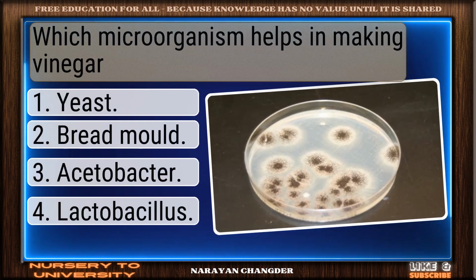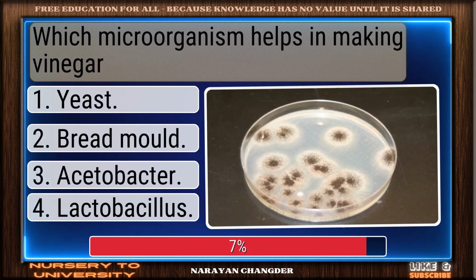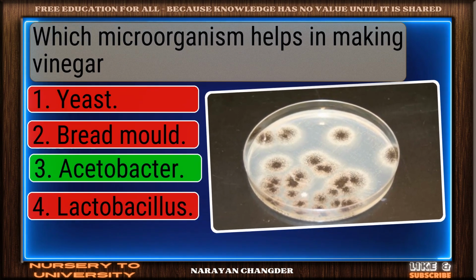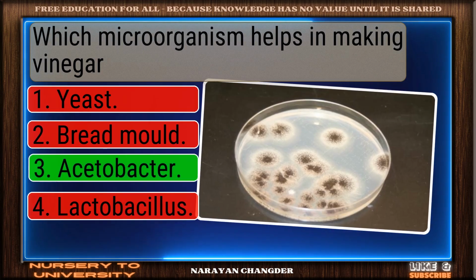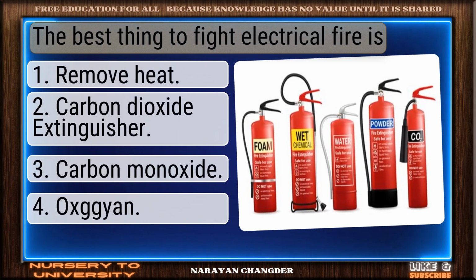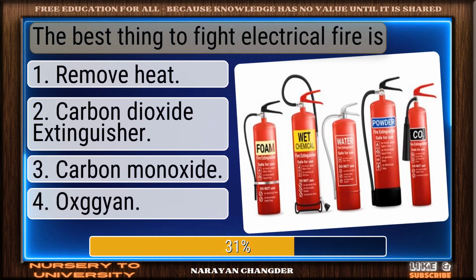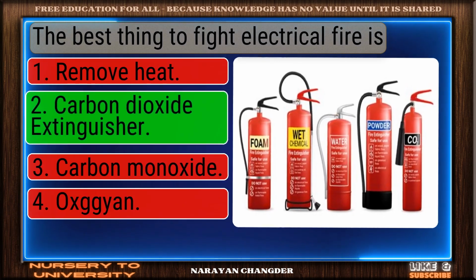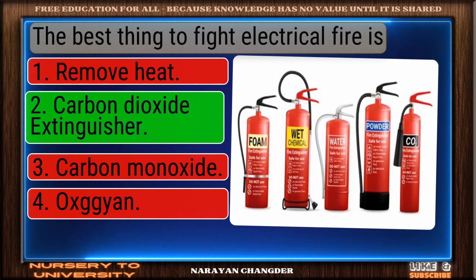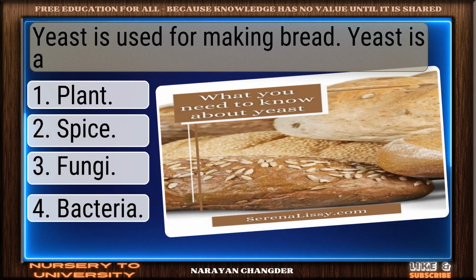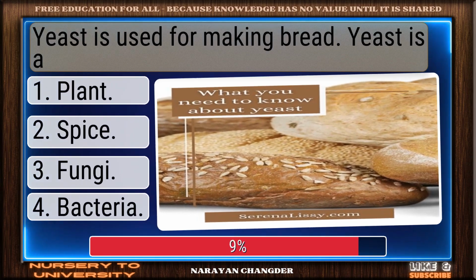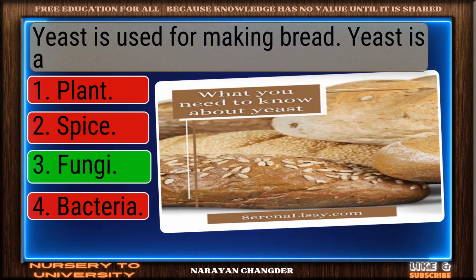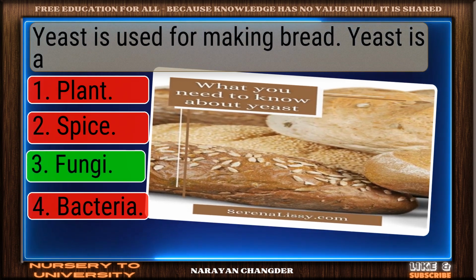Which microorganism helps in making vinegar? Well done. Acetobacter is the right choice. The best thing to fight electrical fire is? Perfect. Carbon dioxide extinguisher is the correct choice. Yeast is used for making bread. Yeast is a... Nicely done. Fungi is a solid answer.